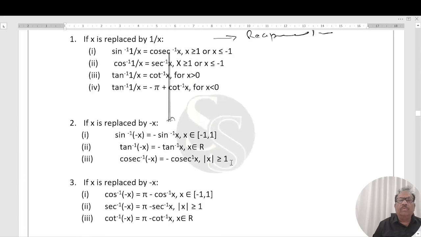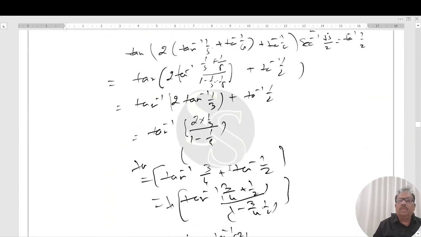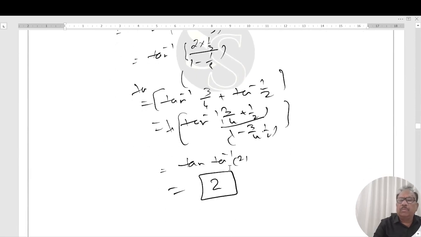What are the options available here? B is the correct option.